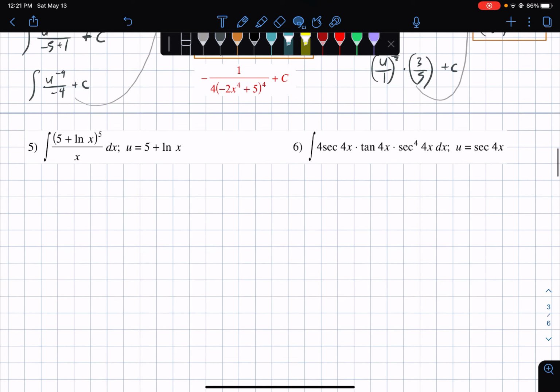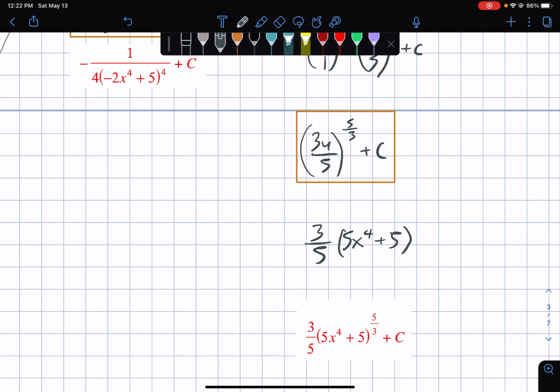Let's bring... Well, the problem is it really needs a lot of space. The solution needs a lot of space. So it's really a challenge. Okay, yeah, we got it right so far. The only thing is that we didn't solve for u. So u is 5x raised to 4 plus 5. So let's say we leave 3 over 5 as that, and then u is in the middle. This is the same as this. And then u again is 5x raised to 4 plus 5, and then raised to 5 over 3.